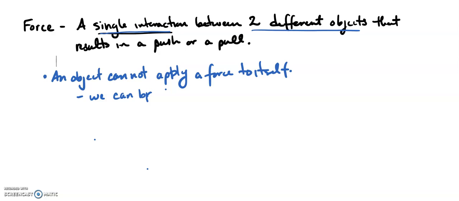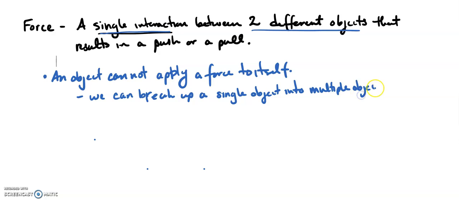a single object into multiple objects. So again, your hand is an excellent example. The sound of one hand clapping, it's not a thing. But you can make it so your fingers are hitting your palm.